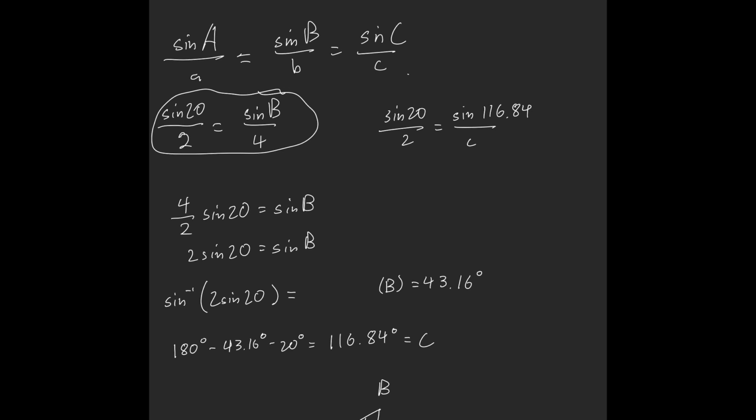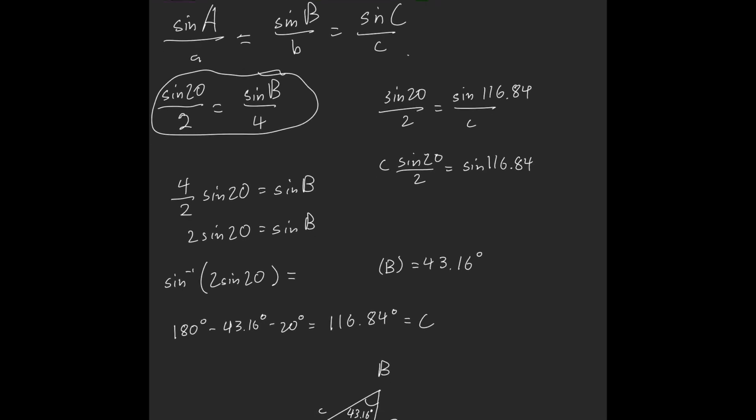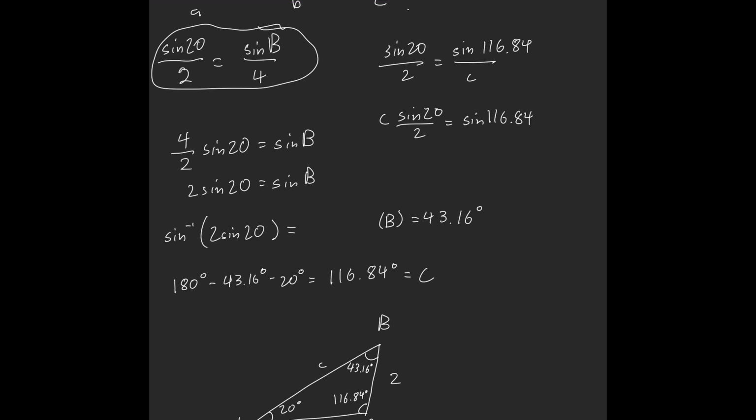And now all we need to do is rearrange this equation to solve for C. So we're going to multiply both sides by C. So we get C sine 20 over 2 equals sine 116.84. This just raises up the C from the denominator and allows us to isolate it by doing further operations. So next we're going to multiply both sides by 2 and then divide them by sine 20. I'm going to do this all in one step. So C is equal to 2 sine 116.84 divided by sine 20.